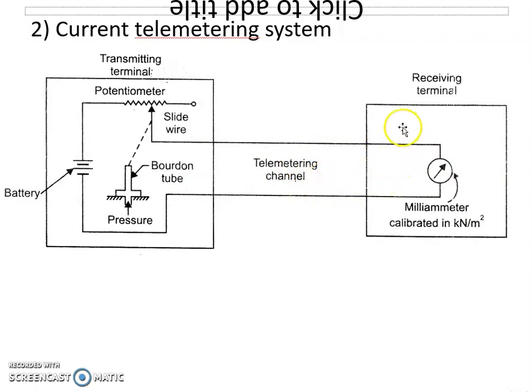At the receiving terminal, this change in the current is measured by the milliammeter, which gives the value of applied pressure. So in this way, the pressure is being transmitted from the transmitting terminal to the receiving terminal by this current telemetry system.